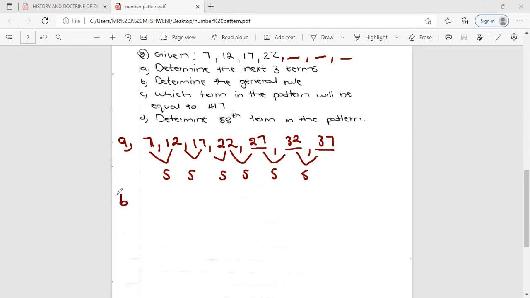Come to B, determine the general rule. Remember, this is a numeric pattern. So it's going to be Tn equals Dn plus C for a numeric pattern. Now, what is the constant difference? It's 5. So you're going to say 5n.